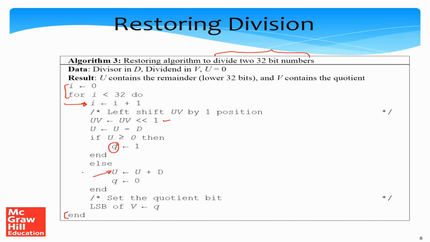That's the reason it's called a restoring division, because initially we subtracted, but if we find that the result has become negative, then we add the value of the divisor back to U. So U becomes its old value, and we set Q to 0. Then we set the quotient bit, the least significant bit of V, to Q. Alright, so that's what we do.